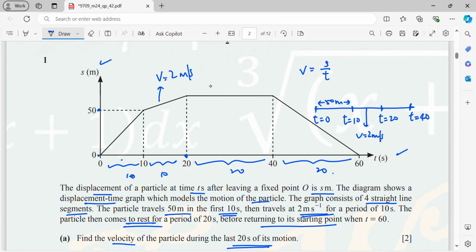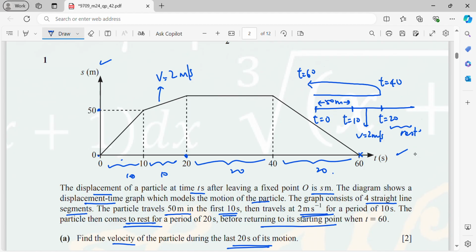So here, this is rest. Then it's like this. Okay, so I will say then go back. So when going back, t equals 40, and then t equals 60, it reaches the starting point. So from here, I need to find out what is the velocity. It means that I need to find out what is the displacement.